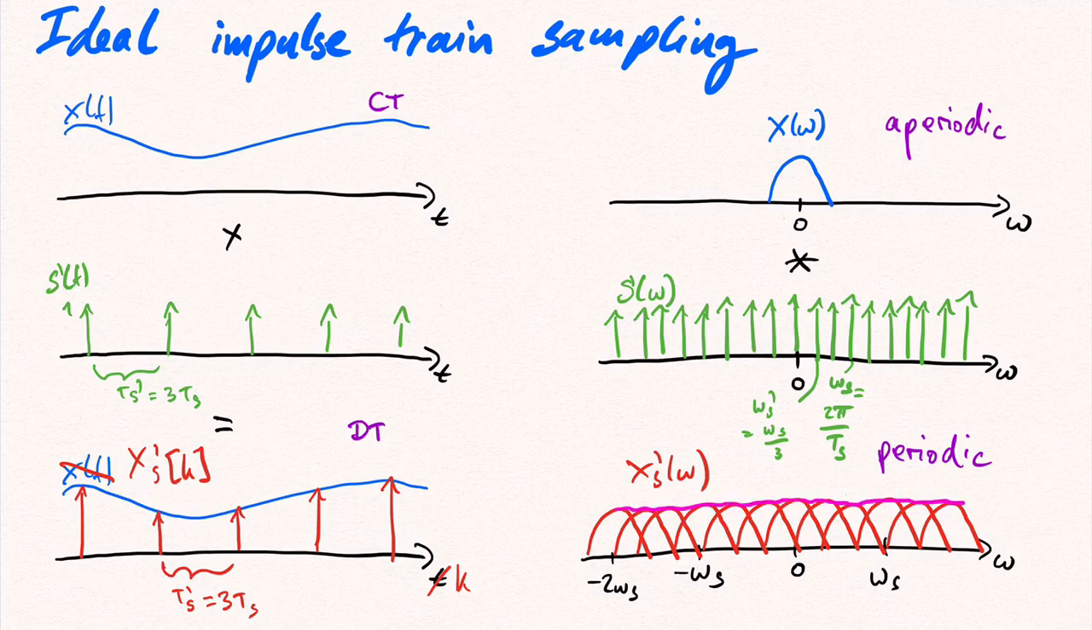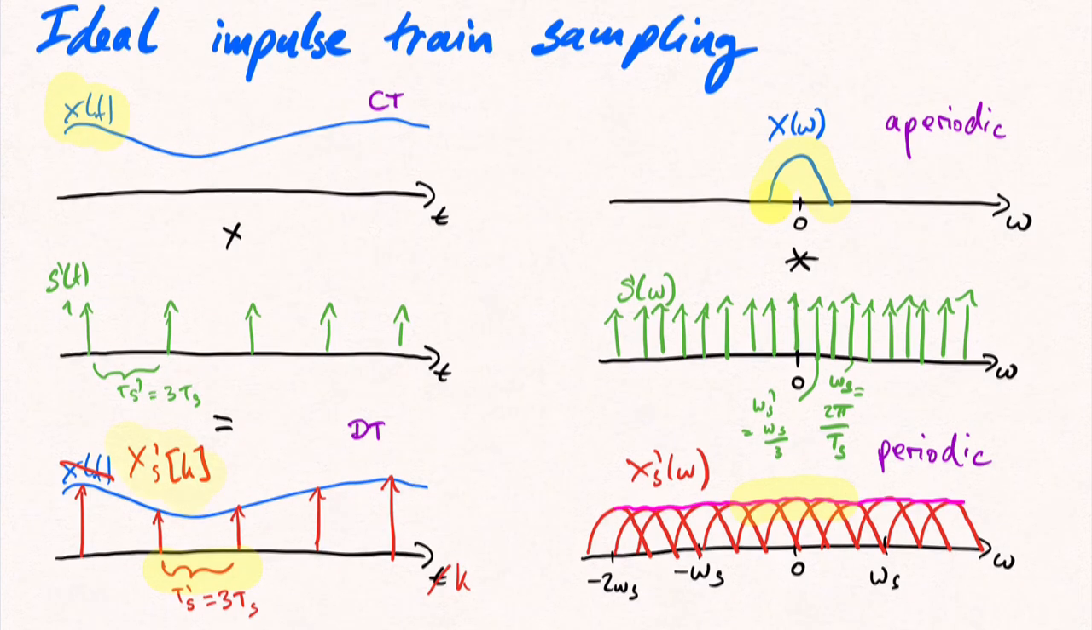And in this example here, this means that a lot of information is lost, since from xs dash of omega, we can't recover the shape of the original x of omega. In the time domain, this means that the samples are too far apart and information is lost. As a result, we will not be able to recover the original signal x of t from our samples xs dash. This is called aliasing, and when we sample a signal x of t, we want to avoid this effect.